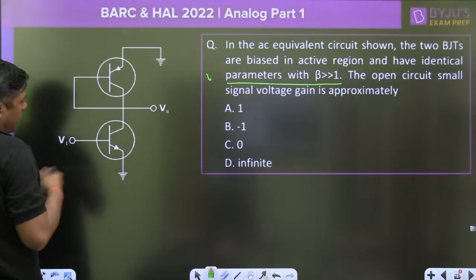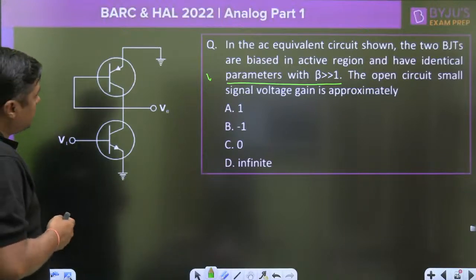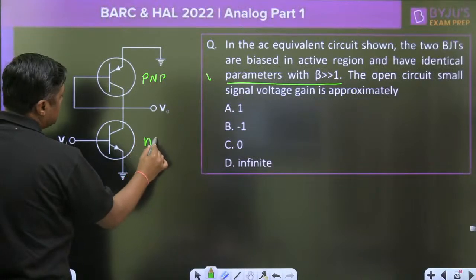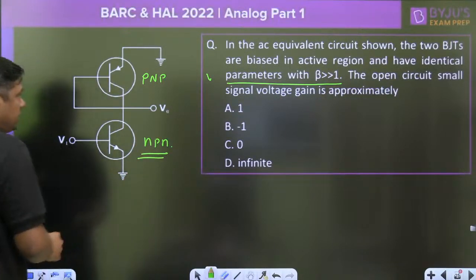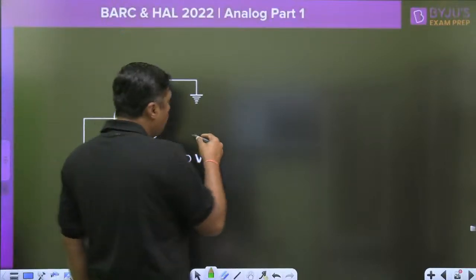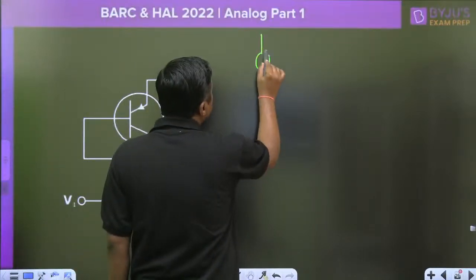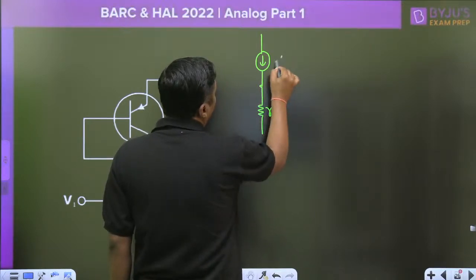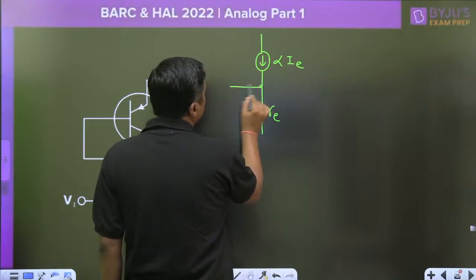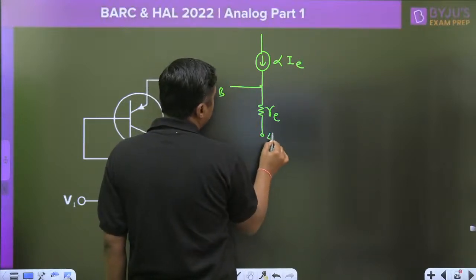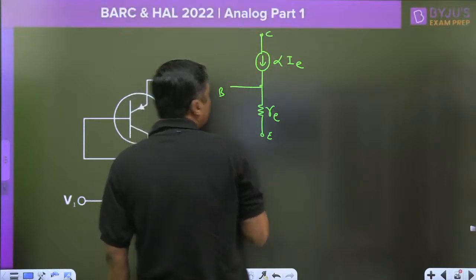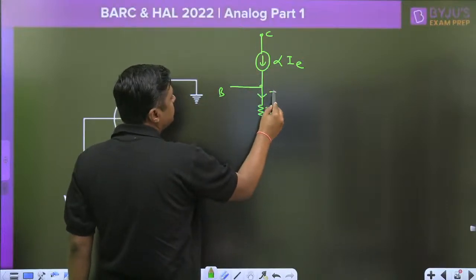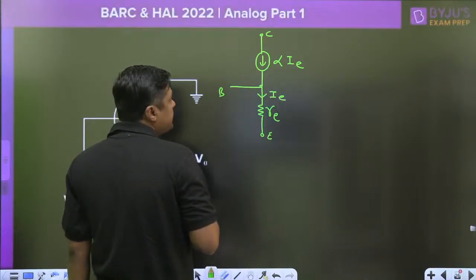Watch this. We are having different types of models. For example, this is a PNP transistor and this is an NPN transistor. Now, we are having models like the re model. This is the base, this is the emitter, this is the collector, with alpha I and the emitter current IE. You can use this model whether it is PNP or NPN, that will remain the same. This is the direction of IE.